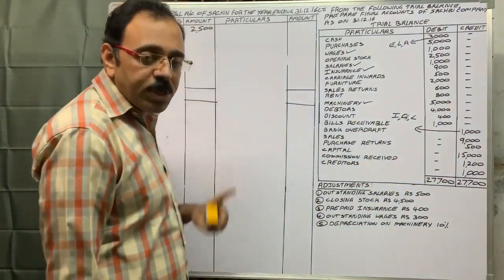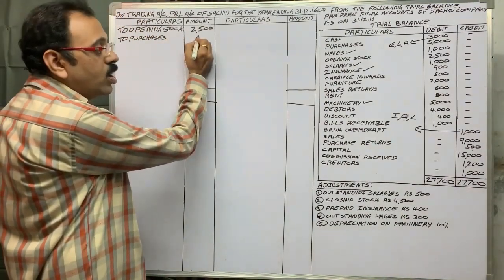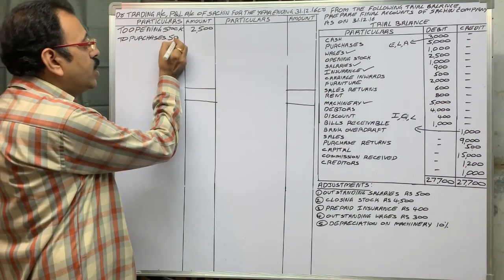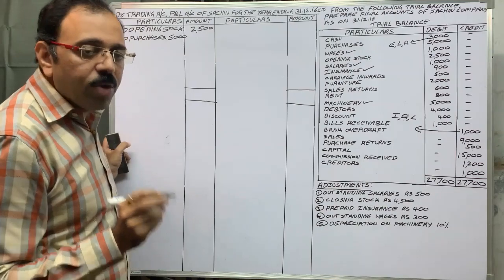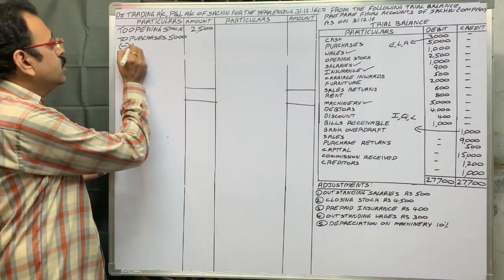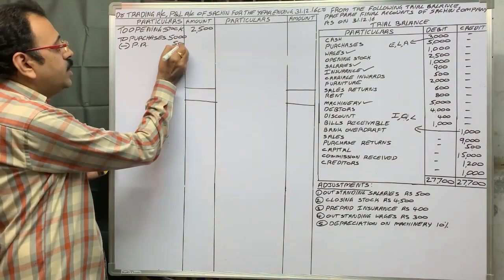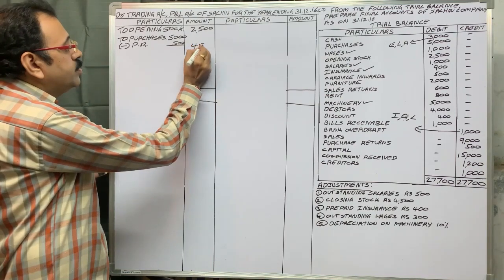Since purchase returns are there, don't write the purchases in outer column. In inner column, write down the amount 5,000 rupees. And purchase returns, what to do? We have to deduct, minus purchase returns 500. Then the remaining amount in outer column.